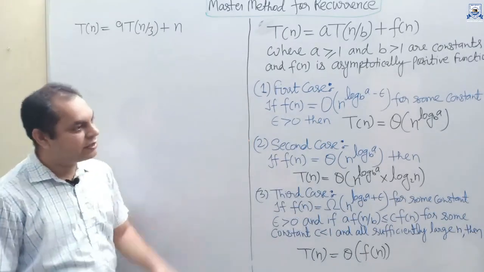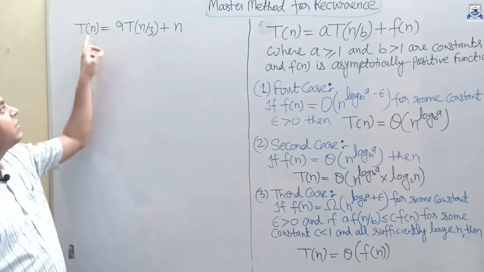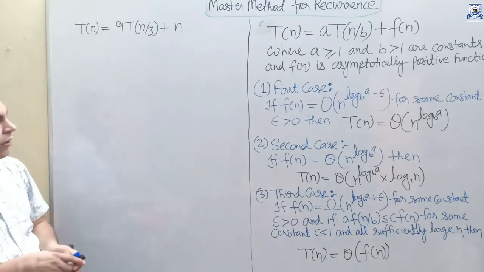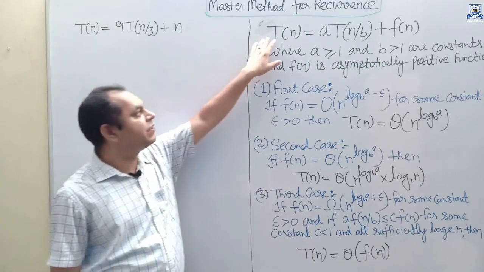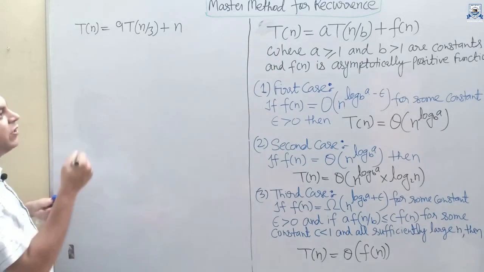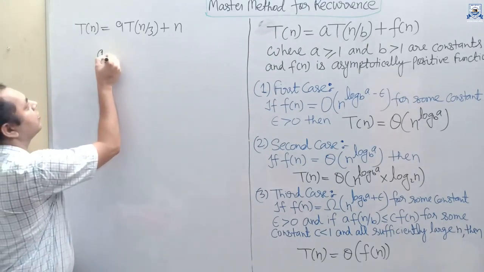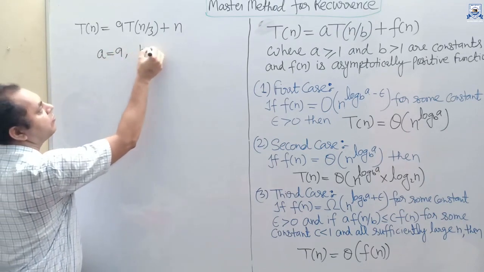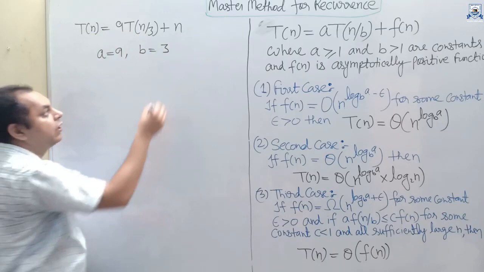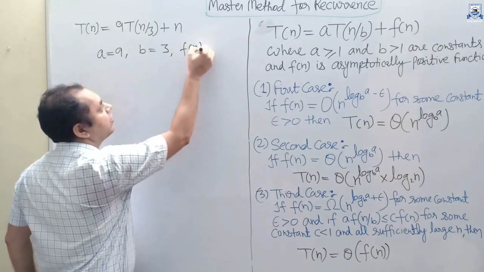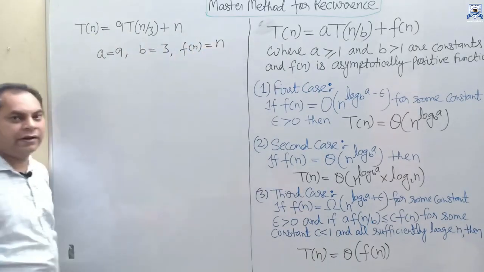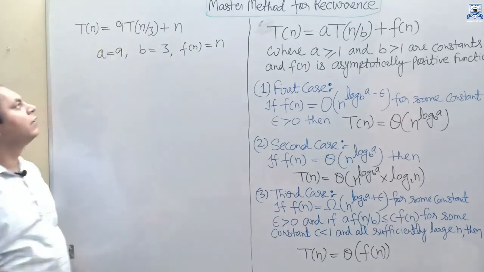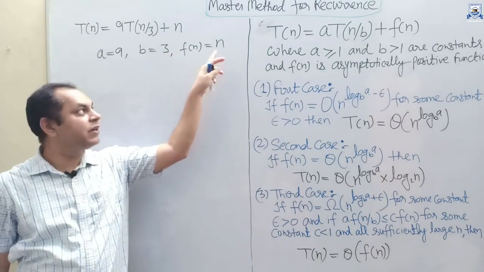Now student, let's discuss some examples. Our first example is T(n) = 9T(n/3) + n. If I compare this recurrence relation with the generic form of the recurrence relation, the value of a would be 9, the value of b would be 3, and the value of f(n) would be n. So the value of a is 9, the value of b is 3, and the value of f(n) is n.